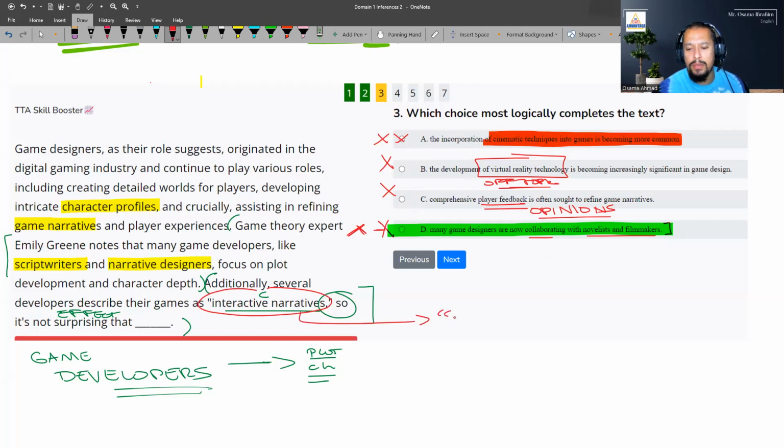What's a narrative? Narrative means the writer. It's a story. That's narrator. A narrative is a story. Oh, sorry, story. Yeah. That's what I'm asking. So it's logical that they're going to work with a novelist or a filmmaker because they're not just making a game, they're giving you a story. So because they view their game as a story, it's not surprising that they work with novelists and filmmakers.